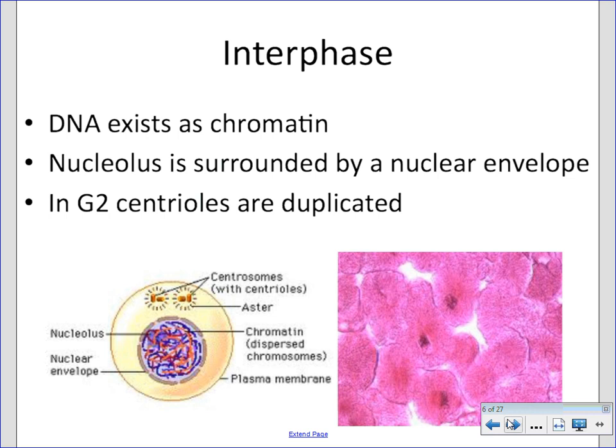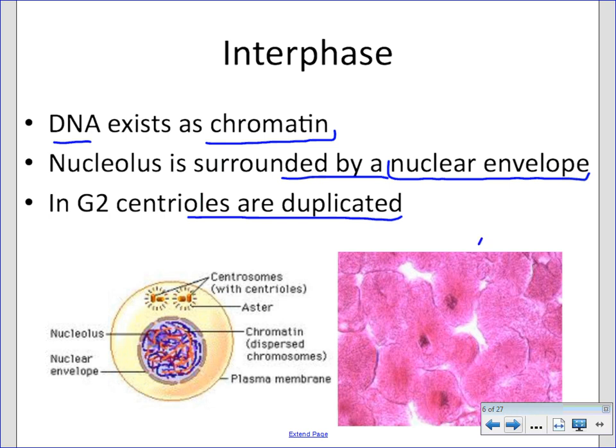Before we go into the stages of mitosis, we'll first look at interphase. In interphase, the DNA in the cell exists as a structure called chromatin. Chromatin is an uncondensed version of the chromosome. This is where the DNA is uncoiled and easily accessed. The nucleolus is surrounded by a nuclear envelope, so we'll have the presence of a nuclear membrane. And during that G2 phase, the centrioles are duplicated.